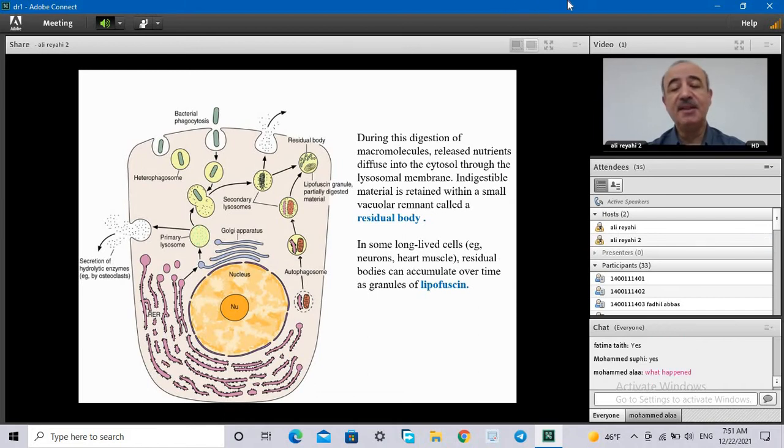Within the cytoplasm of these cells, the residual body can accumulate. The residual body is made of indigestible particles or molecules, for example, okay? They accumulate and form a pigment called lipofuscin granules. So we can see the lipofuscin pigment granules within permanent cells like the neuron and the heart muscle cell, okay?